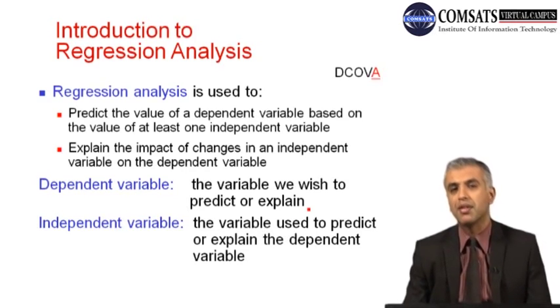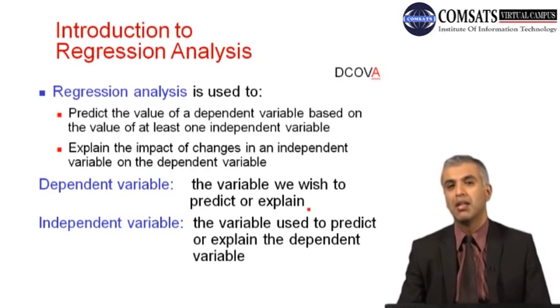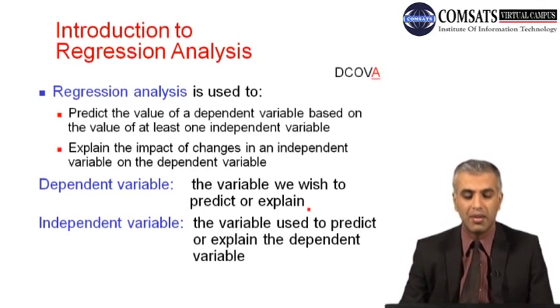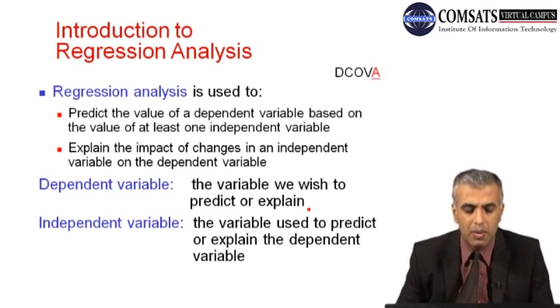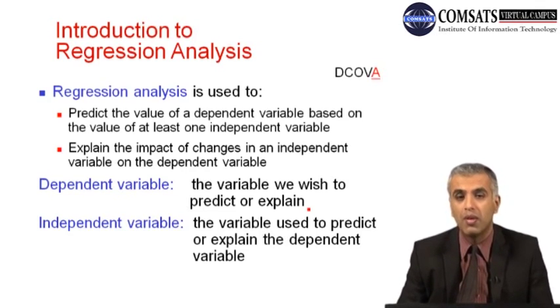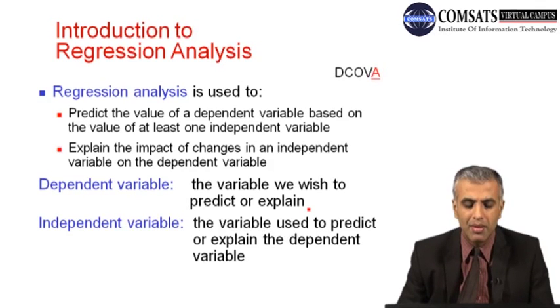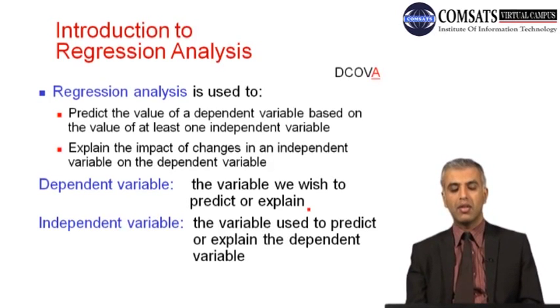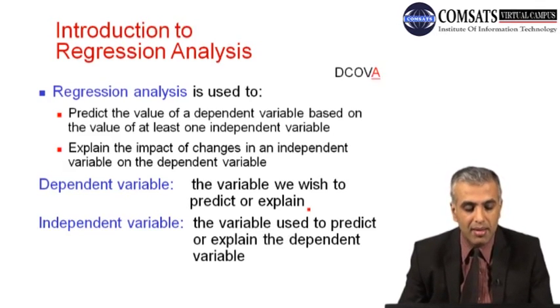Normally we need to explain a certain variable by several other variables which may have an impact. So here we are dealing with one dependent variable or more than one dependent variable, and this dependent variable is the variable which we want to explain, which we want to predict. Then on the other hand, we have independent variables, those variables which are used to explain the dependent variable. So in this case, both of these variables are of vital importance.